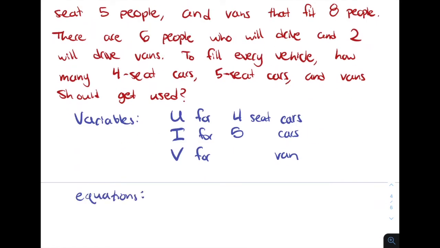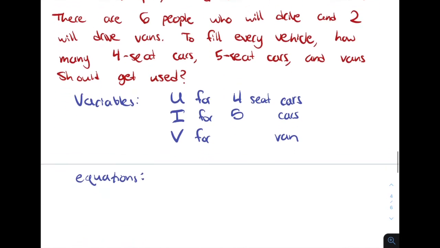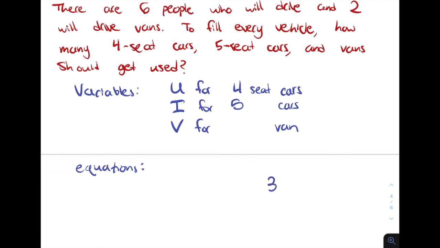Next, we need to construct some equations that represent what we know. Let's look back at the problem to see what we're told. We know that 33 people will travel, and that they'll travel in 4-seat cars, 5-seat cars, and 8-seat cars. Each 4-seat car will carry 4 people. Each 5-seat car will carry 5 people. And each van will carry 8 people.